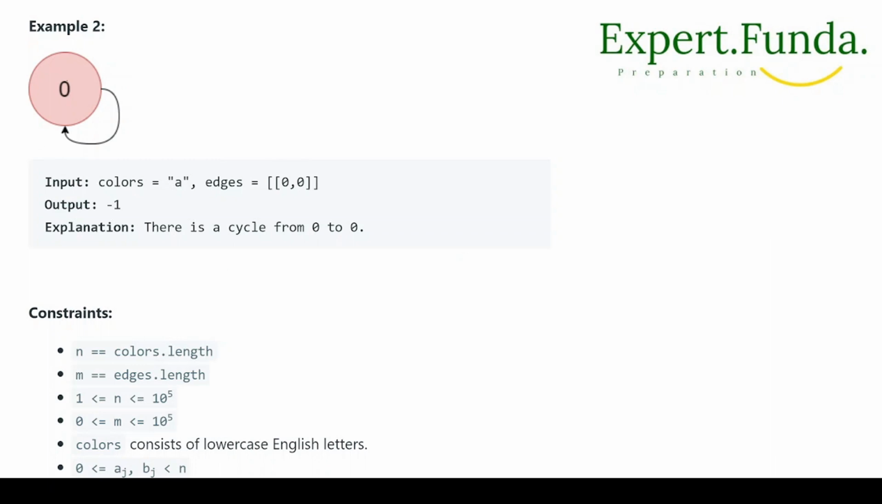Next we will understand this example 2, in which we have been given this example. Let's understand: color A we have been given, and we have been given edges. So we have a self edge, which means we don't have a path, because it is a self node and we don't have any path. This is just a cycle, so -1 will be returned. Constraints we have been given like this, and all the colors are English lowercase letters.